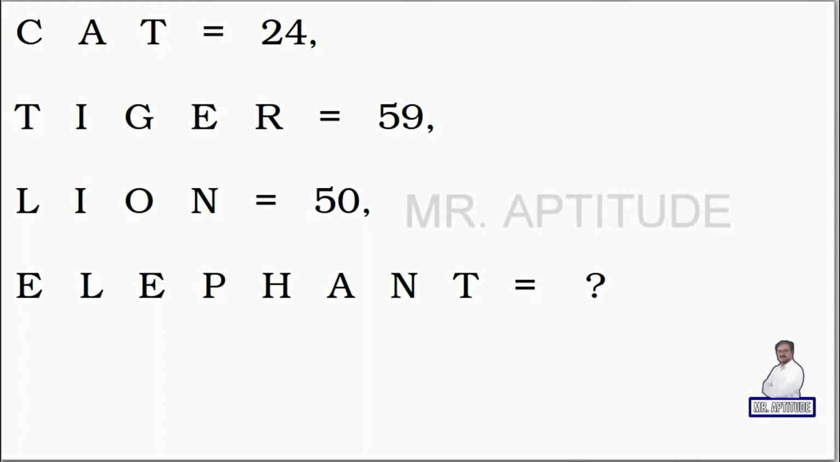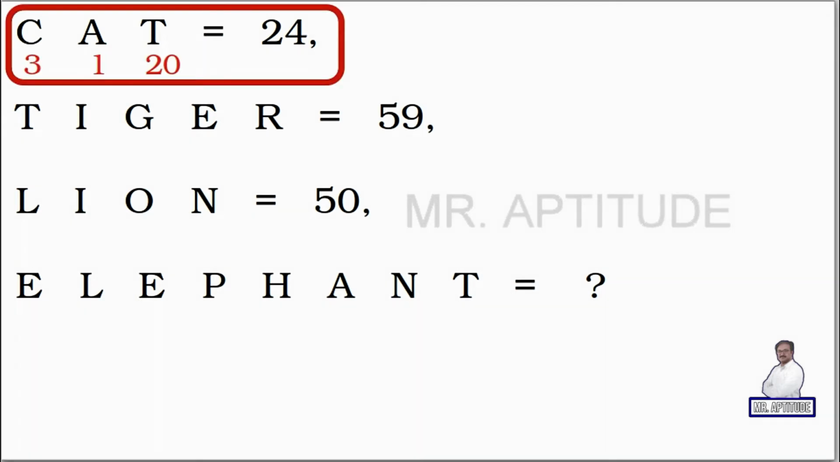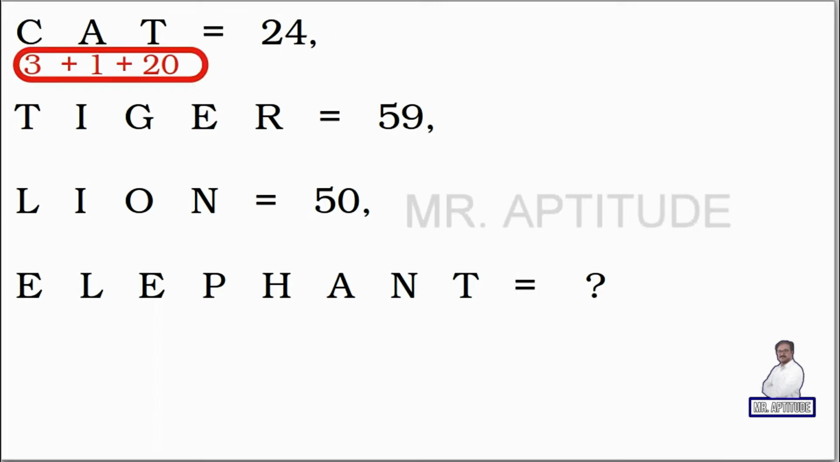The first thing which strikes your mind when you're given a question of this kind will be adding their place values. Let us see. C is the third letter of the English alphabet. A is the first letter of the English alphabet. T is the 20th letter of the English alphabet. Once you add these three numbers, 3 plus 1 plus 20, which gives you 24.